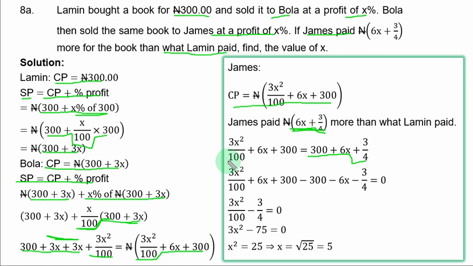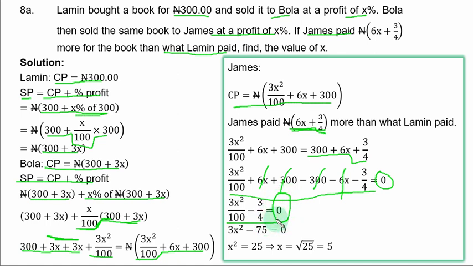So we have an equation. Let's simplify to see if we have a quadratic or linear equation. First, let's transfer all the terms to one side because we are already suspecting a quadratic equation because of 3s squared over 100. If you transfer all the terms, you have it this way, and you can see that 6s minus 6s is 0, 300 minus 300 is 0. You are left with 3s squared over 100 minus 3/4 equal to 0.